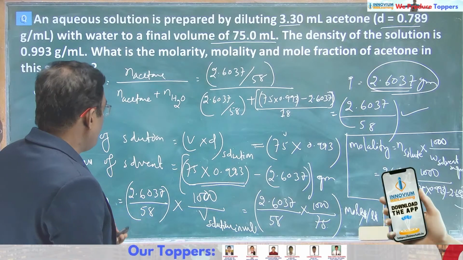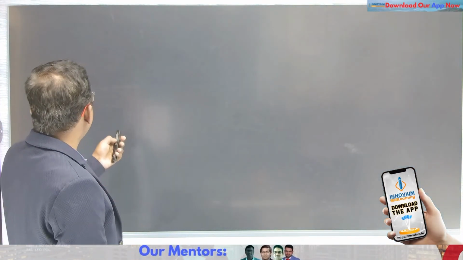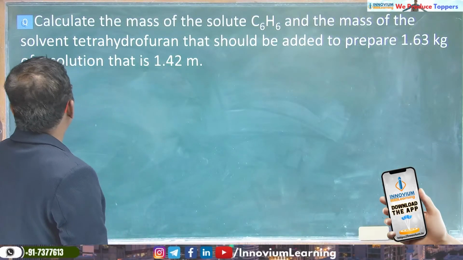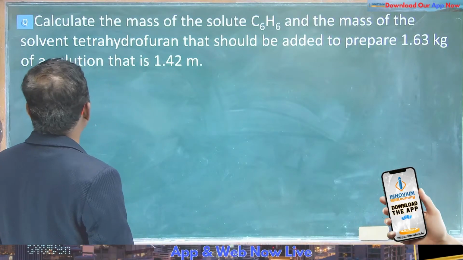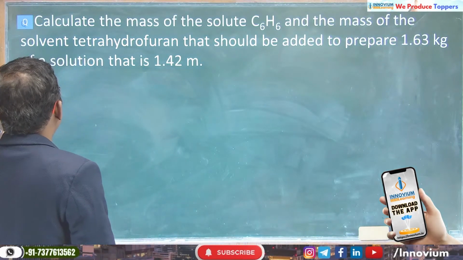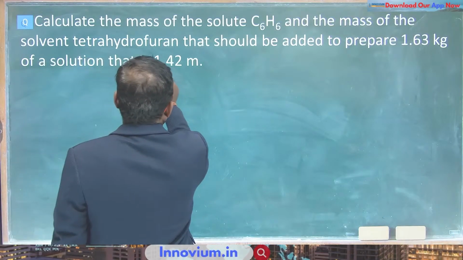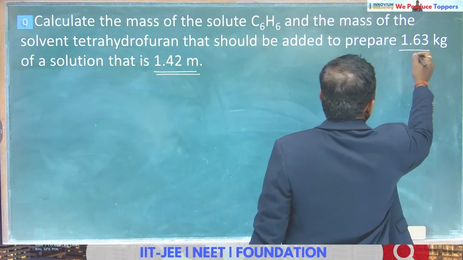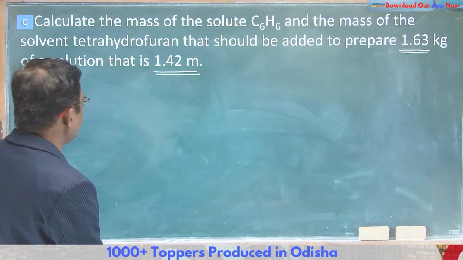So moving on to the next question. Here you see, this is the next question. What is asked? Calculate the mass of the solute benzene and the mass of the solvent tetrahydrofuran that should be added to prepare 1.63 kg of solution that is 1.42 molal. So the molality of the solution is given as 1.42 and the mass of the solution is given as 1.63. Very easy. So let's start.